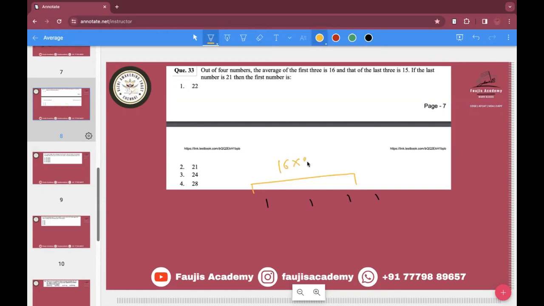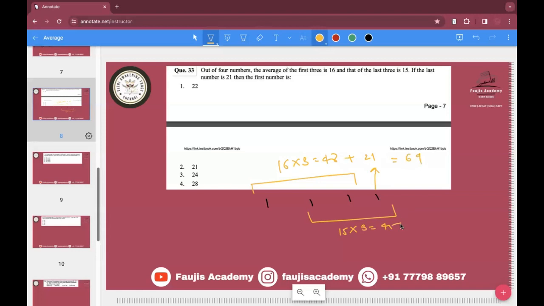Average is 16. The sum is how much? 48, sir. And the average of the last 3 is 15. The sum is how much? 45, sir. The last number is how much? 21, sir. The total is how much?